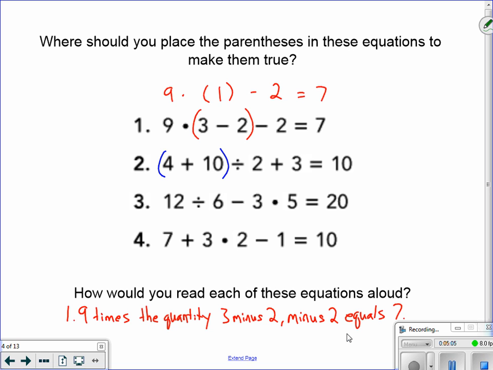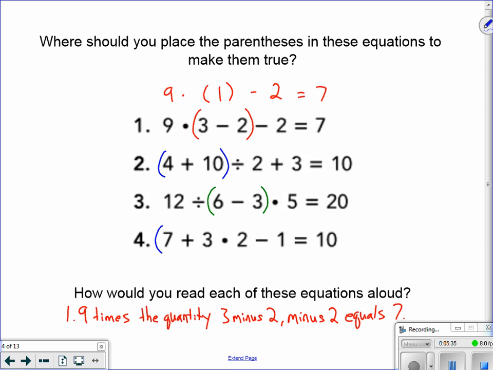For number 3, in order to get 20, we would have to put parentheses around the 6 minus 3. If we do that first, 6 minus 3 would be 3. 12 divided by 3 would be 4, and 4 times 5 would equal 20. So that one would work out. And then the last one, number 4, actually needs 2 sets of parentheses in order to get 10.